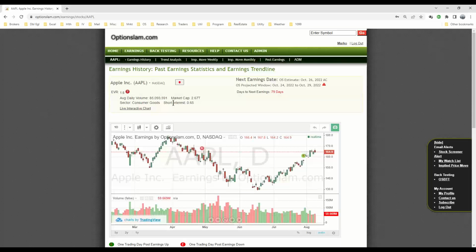Average daily volume. This happens to be the 90-day average volume of the stock itself. Capitalization, 2.67 trillion, T for trillion, dollars is the market capitalization currently of Apple. There is a sector identification and a short interest number here. Now, we've recently had webinars about short interest, so I won't get into details of that.